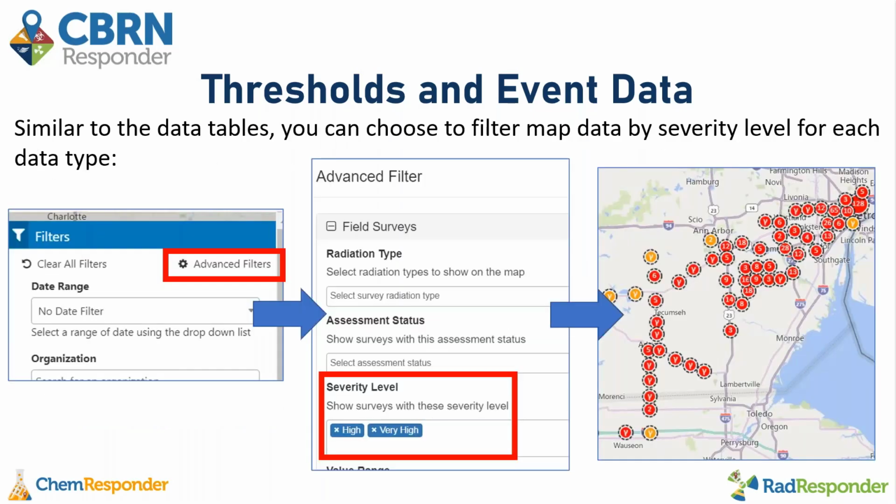Similarly to the data tables, I can choose to filter my map by severity level for each data type. So I'll expand my filter section, go to advanced filters, and then under my data type, I will select the severity level I want to see on the map. And so here you can see I'm only seeing red and orange, which are the very high and high severity level readings.